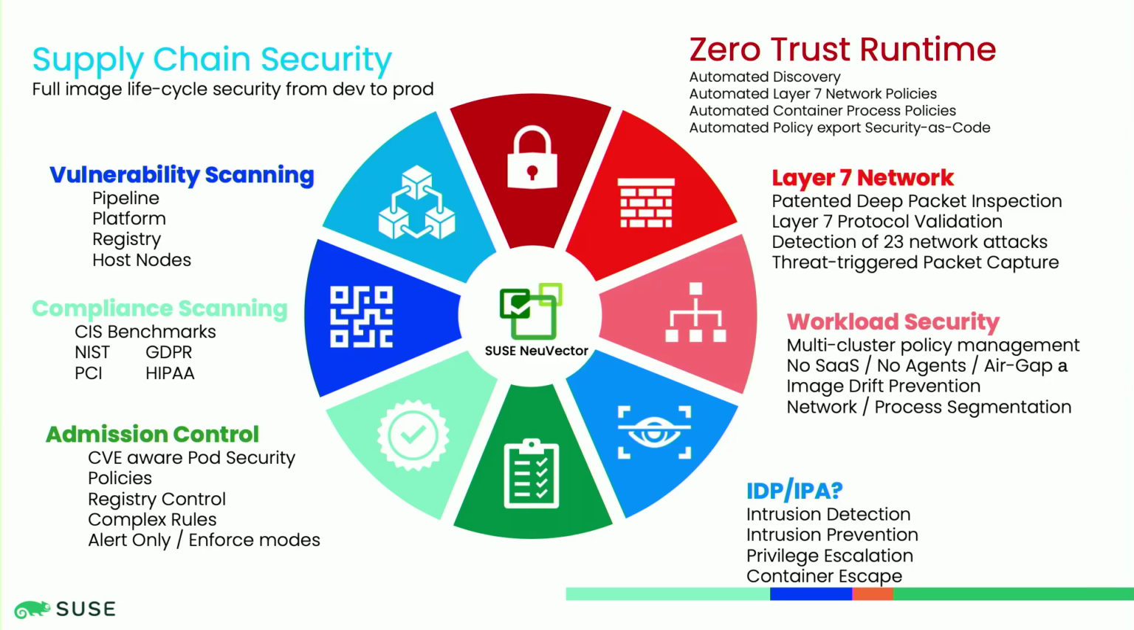Then when it comes to the supply chain side, we can do the entire scanning piece from your pipeline, your platform, your registries, be it public, be it private, your node itself that's hosting your Kubernetes clusters. But also we can check and report for compliance. So we check against the CIS benchmarks for security, but also we can report on things such as GDPR, PCI, HIPAA, NIST, etc. As well as mission control.